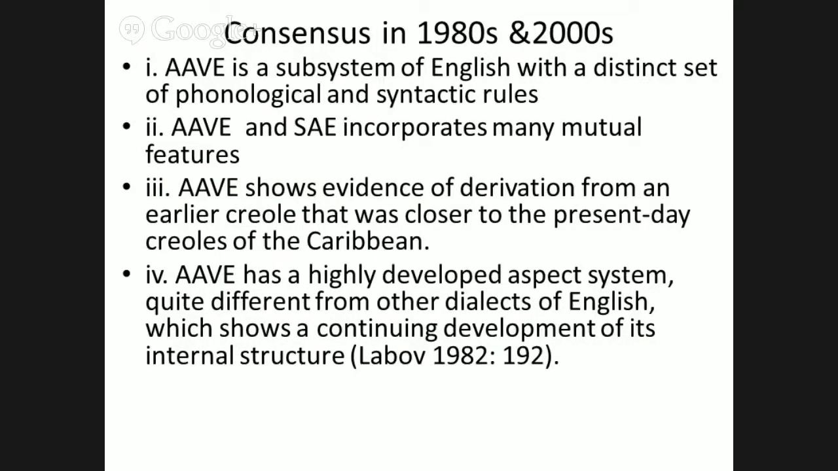From the 1980s to 2000, there was a consensus among researchers that African American Vernacular English is a subsystem of English, and almost all the grammatical features are available in the white vernacular as well as in the black vernacular, especially in the South. For example, the deletion or addition of the subject-verb agreement: he go versus I goes. These features were found in both the black and white vernaculars.